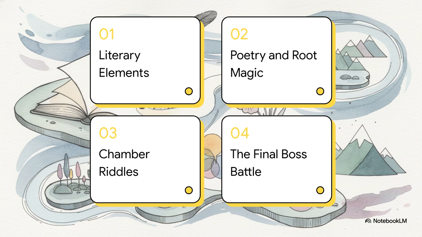Here's our quest map for today. First, we'll equip literary elements as weapons. Second, we'll dabble in poetry and root magic. Third, surviving the chamber riddles. And finally, the final boss battle.